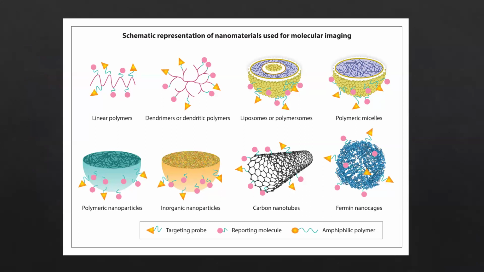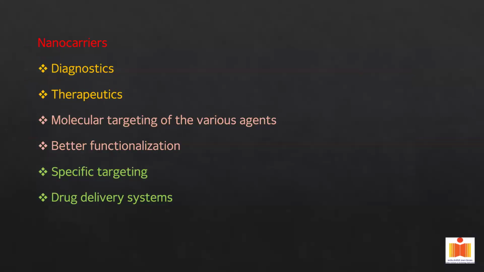So if you see this, again, these are polymers, these are dendrimers, these are liposomes, then polymer micelles, polymeric nanoparticles, inorganic nanoparticles, carbon nanotubes, ferritin nanocages. So these are different shapes, different sizes, and different surface entities of these different nanoparticles. Next, please. So nanocarriers. The word carrier itself means something like a nanoparticle which is carried.